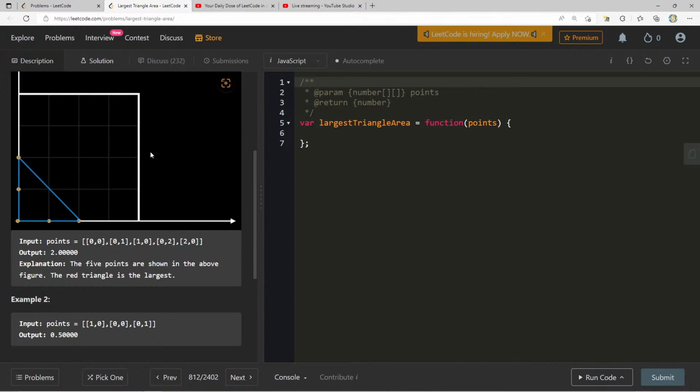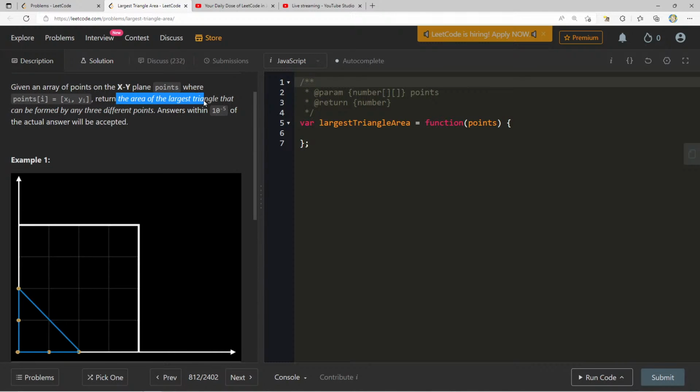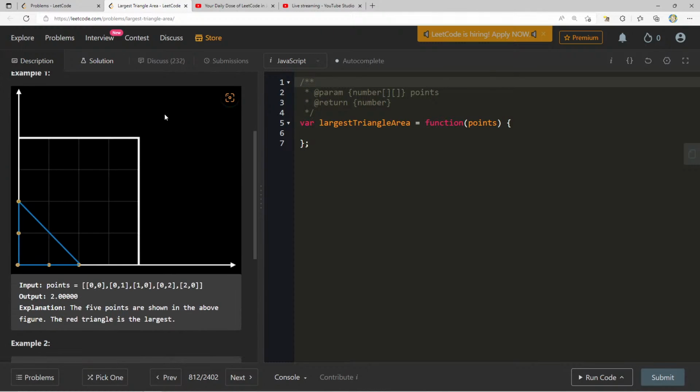So let's see what we have here. 0, 0, 0, 1, 1, 0, 0, 2, and 2, 0. The largest area out of all 3 points. Let me think about this. It wants the largest area. Return the area of the largest triangle that can be formed by any of the 3 points. So given a set of points, we want to draw a triangle and we should make it so that that triangle is the largest that it can be.